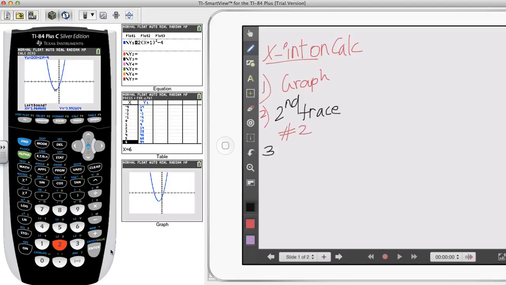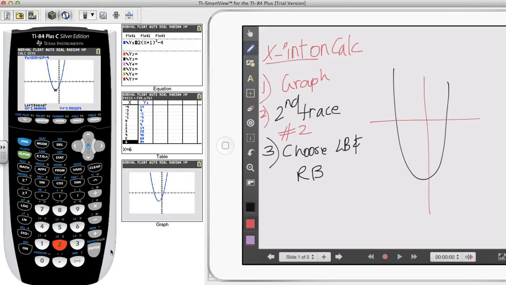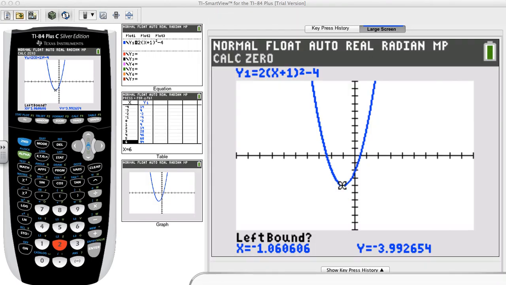Now step number 3 is like before, you need to choose the left bound and a right bound. Now if I have this graph, and this is going to be my, let's say, coordinate plane, as you can see, how many x-intercepts do I have? 1, 2. So if I want to find this x-intercept, I have to do these steps. And then if I want to find this x-intercept, I have to do these steps again, okay? So how can we do that? I'm going to push this down.